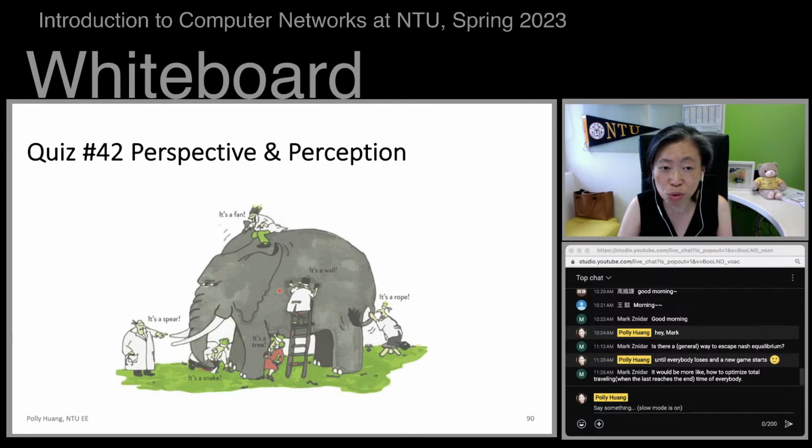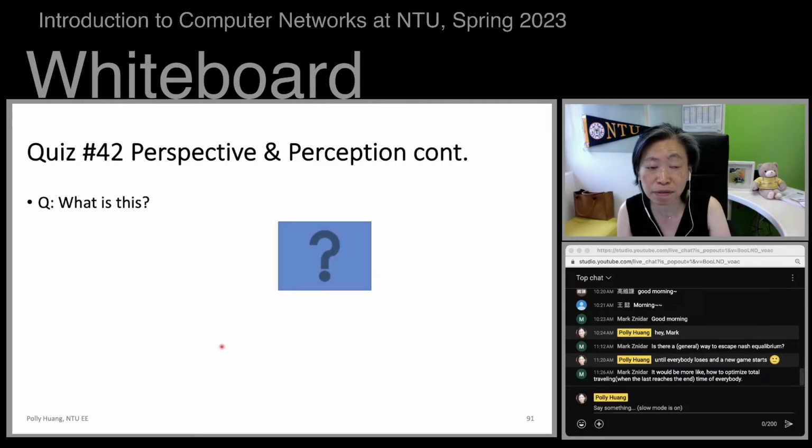But as you hear more, if you consider all of them, this guy at the top, at the tail, at the belly, the one touching the tusk, holding the trunk, or feeling the feet, then you get a better picture. So that is the point of quiz 42.